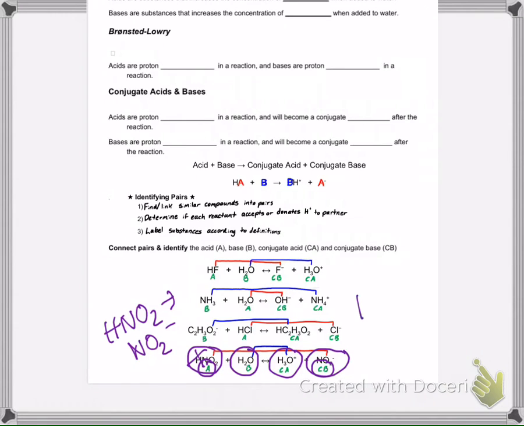With water, again, water went from H2O to H3O. That means it accepted a proton. If you accept a proton, you're a base. And then the partner becomes the conjugate acid.